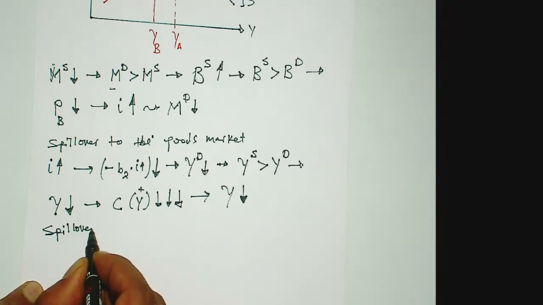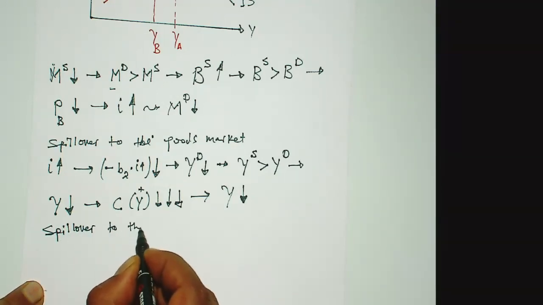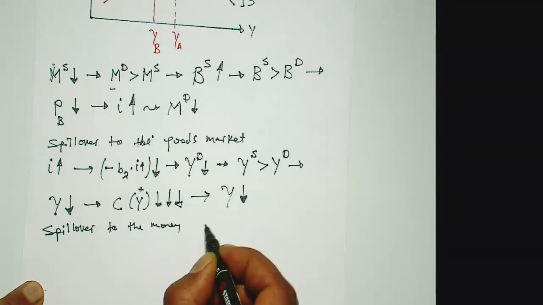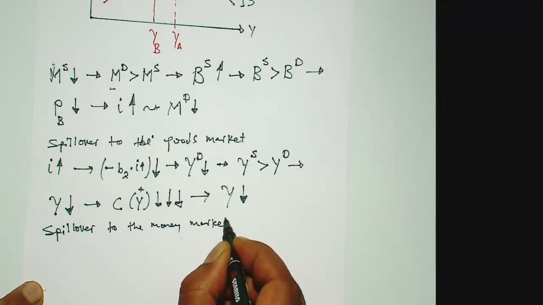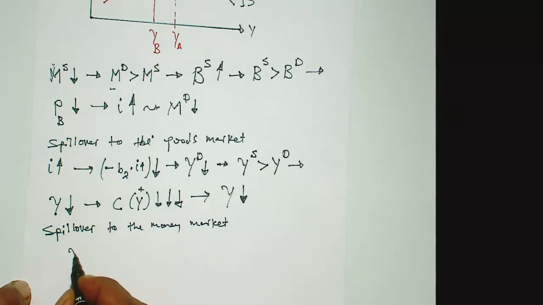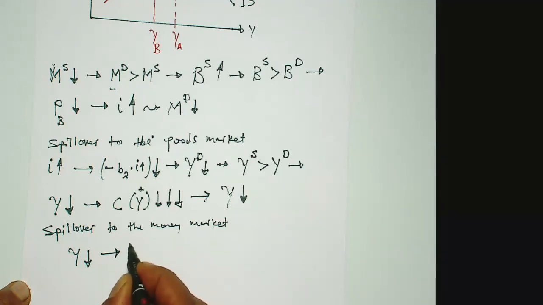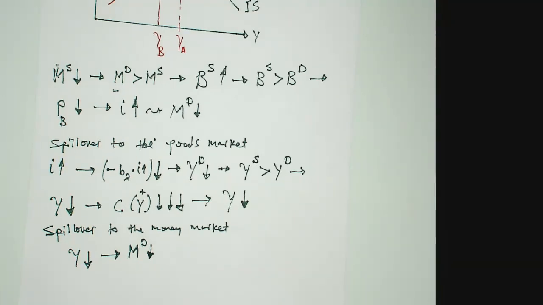Again, with the reduction of income, the spillover to the money market would indicate that if income is low, our aggregate demand would be low. That is to say, aggregate demand incorporates money demand within it, so money demand would also be low.